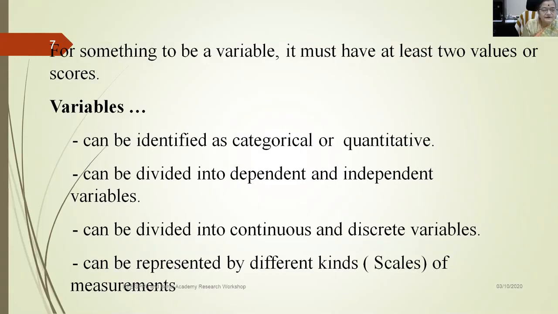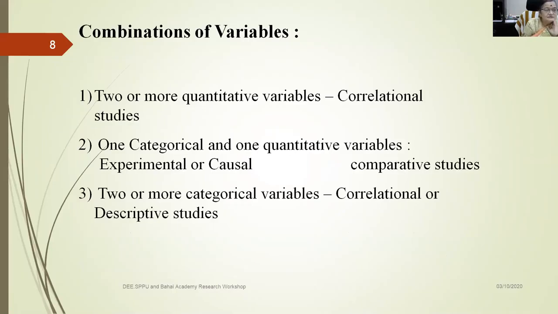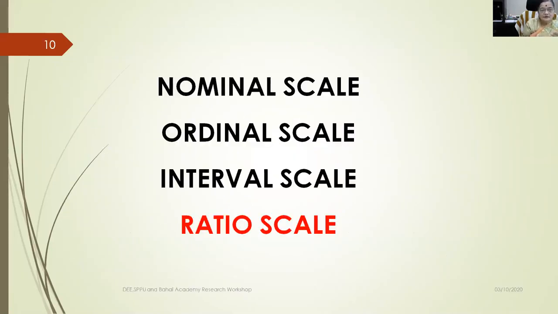Variables can be represented by different kinds of scales of measurement. We all know that there are four different scales of measurement, and those are the nominal scale, ordinal scale, interval scale, and ratio scale. Now, if we look at the nominal scale, the examples we can have are individuals' blood groups, number of students in different divisions of the same class, gender, caste, nationality, house numbers, and pin code numbers. These are various examples of the nominal scale.